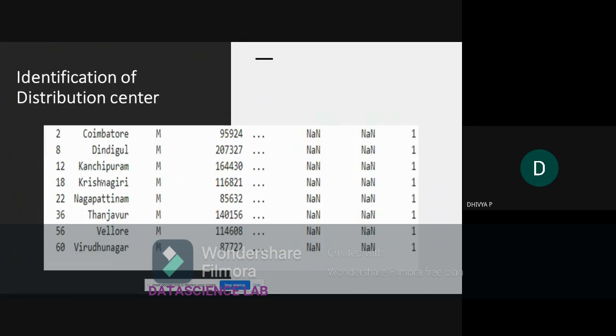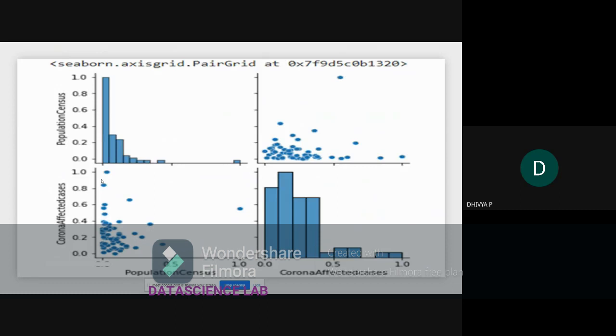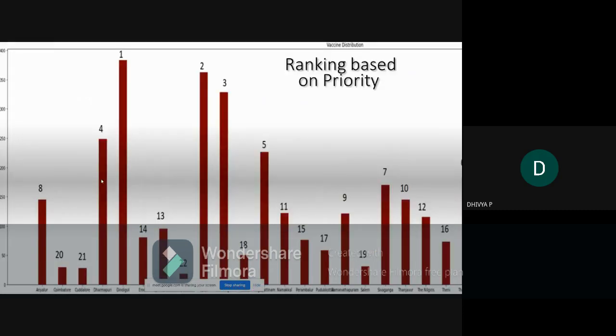And these are all the areas which are clustered under high preference. This is used to display the correlation between the population census and corona affected cases. Finally, based on the correlations, we are able to rank the districts in Tamil Nadu based on the severity and distance. According to that, Chennai is the first place.